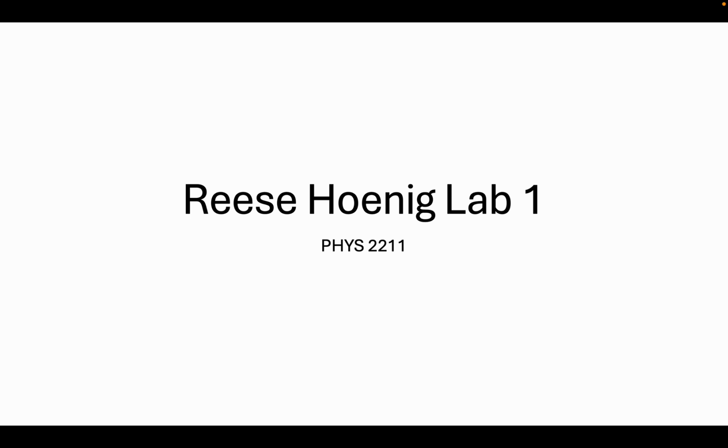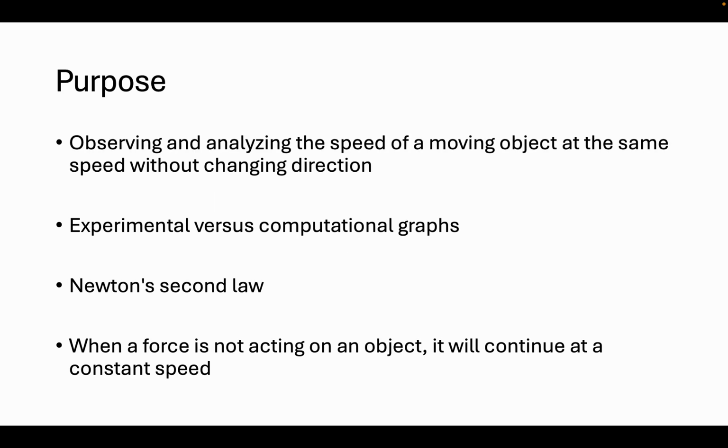My lab report for Lab 1 for Physics 2211. So the purpose of this lab was to observe and analyze the speed of a moving object at the same speed without changing its direction. And how we did this was creating an experimental trial of a moving object by recording the moving object and plugging that video into Tracker, creating a computational model, and then plugging the data from the experimental model and the computational model into graphs and comparing those two graphs.